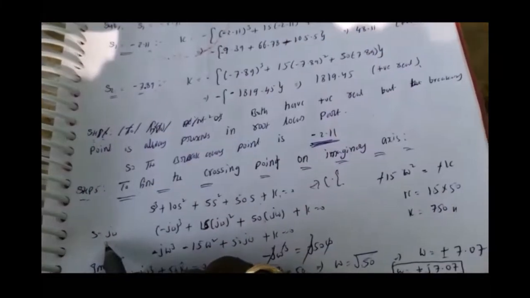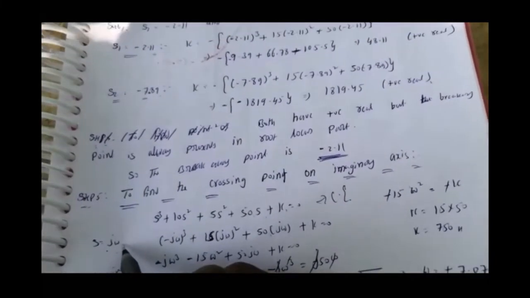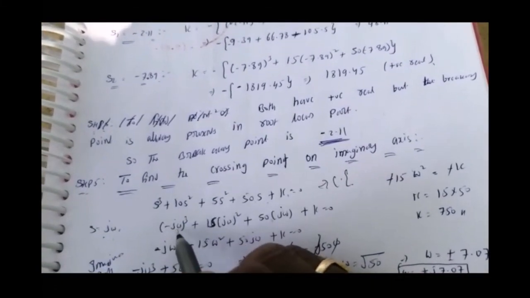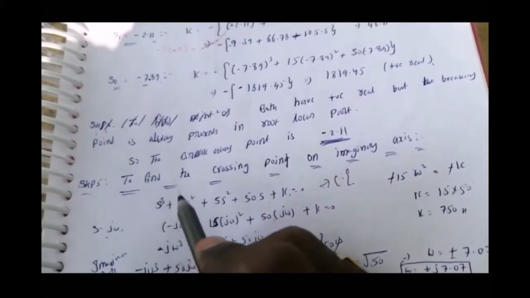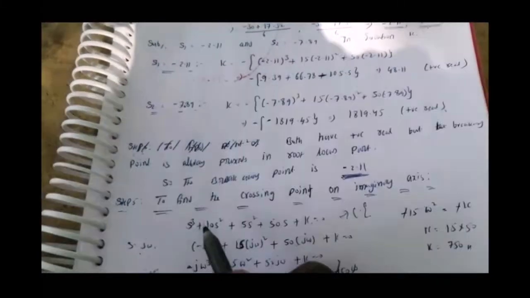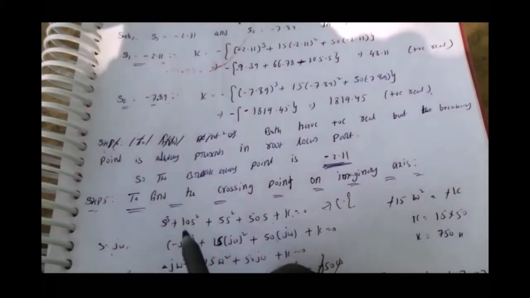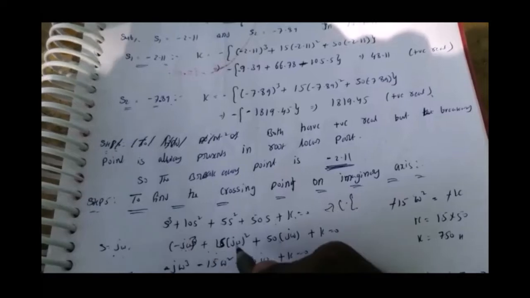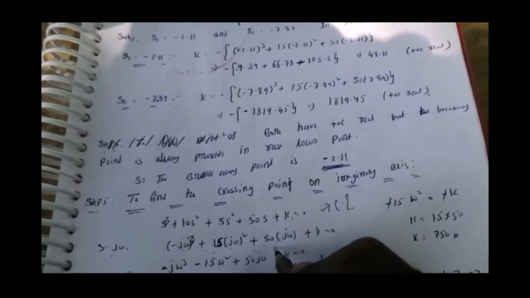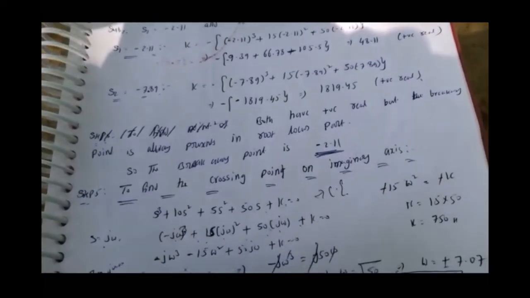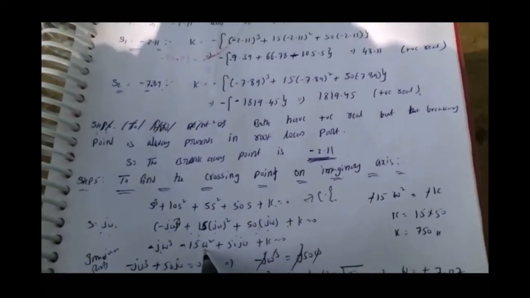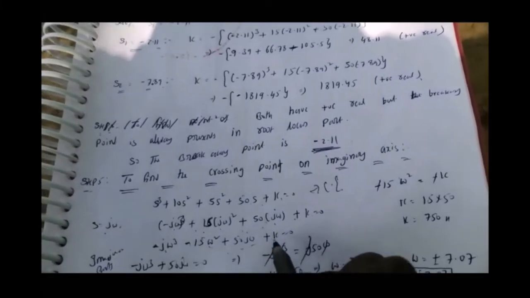Next, instead of s we have to substitute j omega. If you substitute j omega, j cubed means j into j square, and j square is minus 1. So finally minus j omega cubed minus 15 omega square plus 50 j omega plus k equals 0.